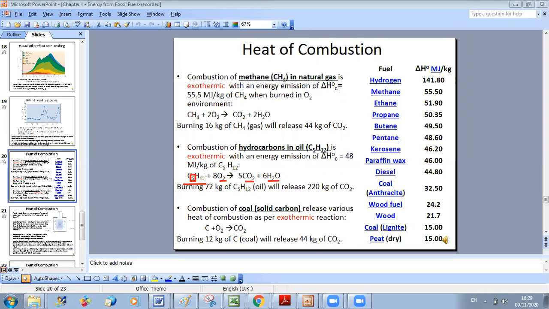Now, second, I move to H. For H, I have 12 H here, so here I should also have 12. And since I have H2O, I should have 6, because 6 times 2 will give me 12.